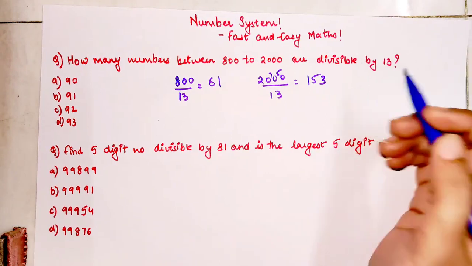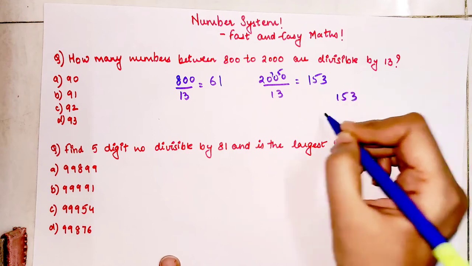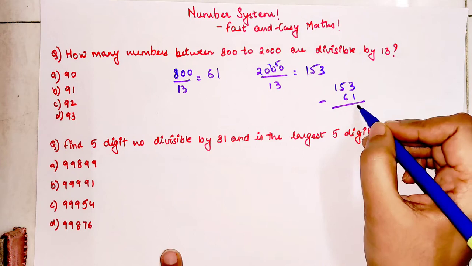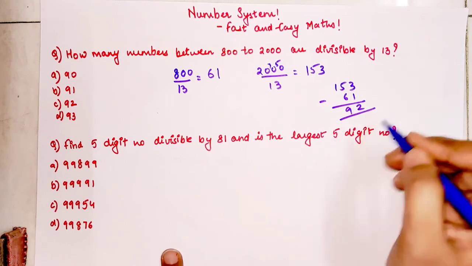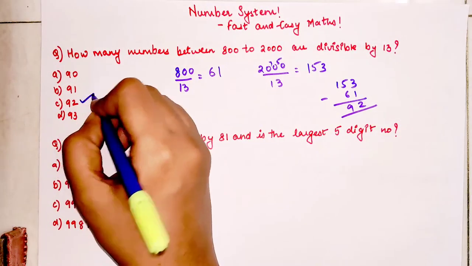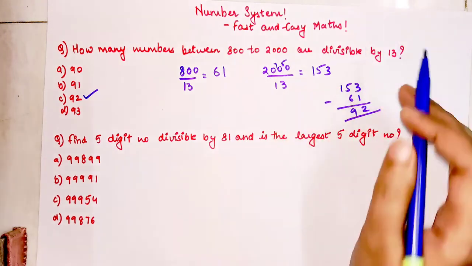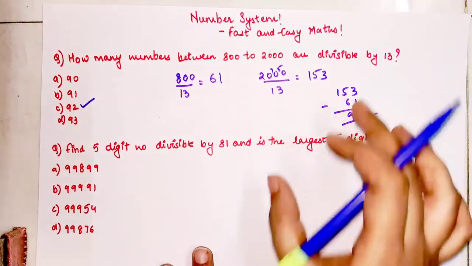Now in order to get your final answer, you should just subtract 153 by 61. The answer is going to be 92. So here your answer is, there are 92 numbers between 800 to 2000 which are divisible by 13.